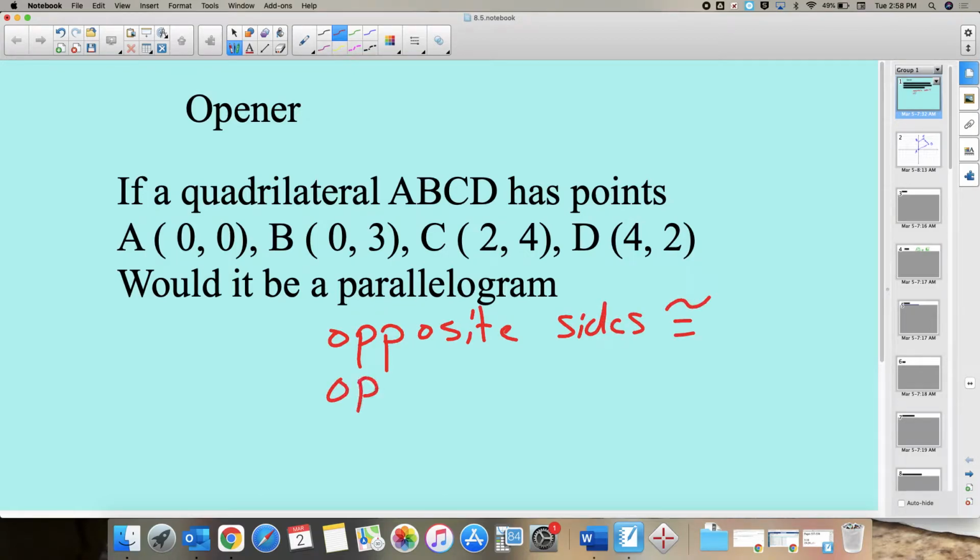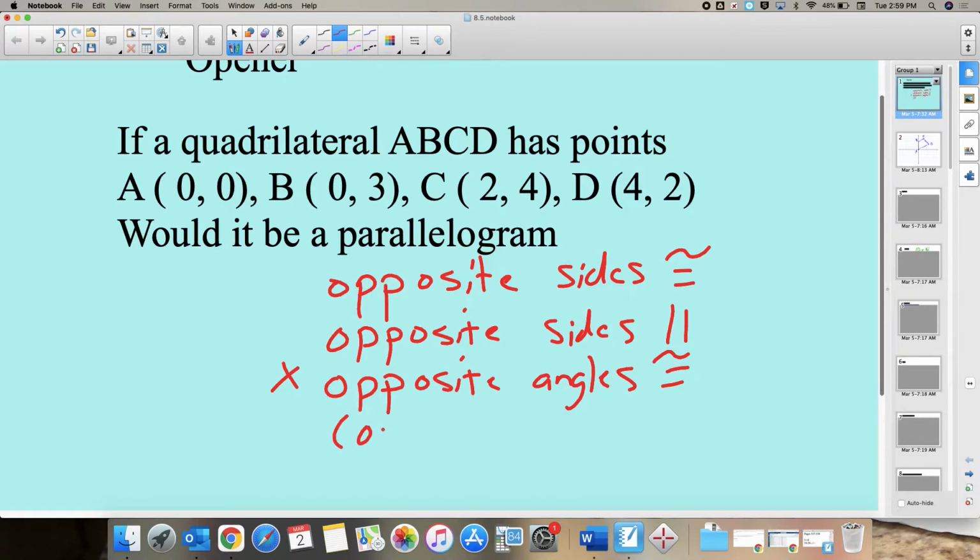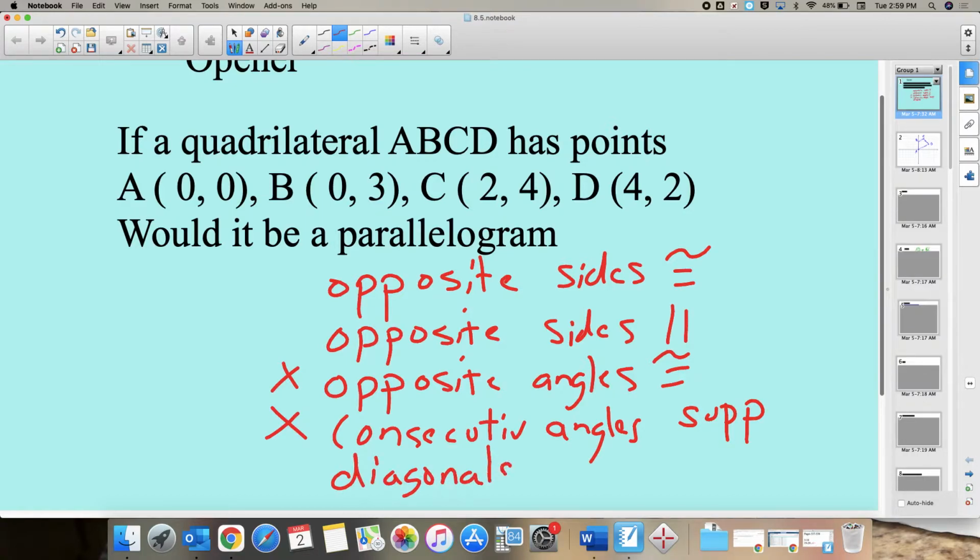We can look at opposite sides being parallel. We can talk about opposite angles being congruent. But if they're giving me points, I have no way to really work on finding the measurement of those angles. So that's not going to work. I can talk about consecutive angles being supplementary. But once again, I can't really work with the angle measurements. And finally, we can talk about the diagonals bisecting each other, meaning they would have to have the same midpoint.